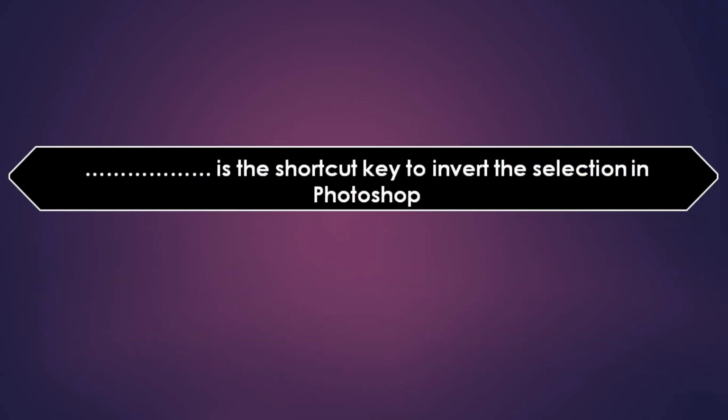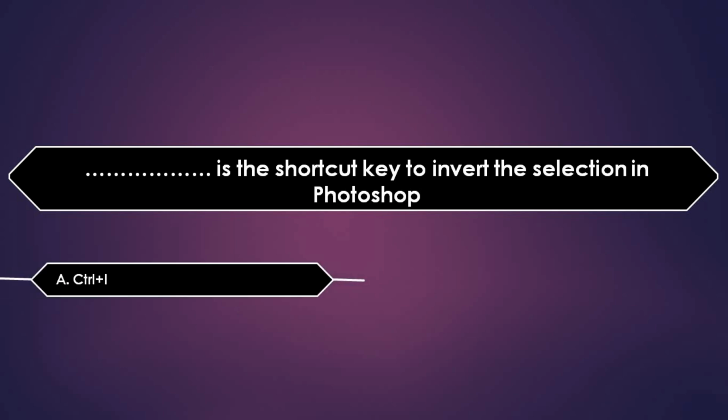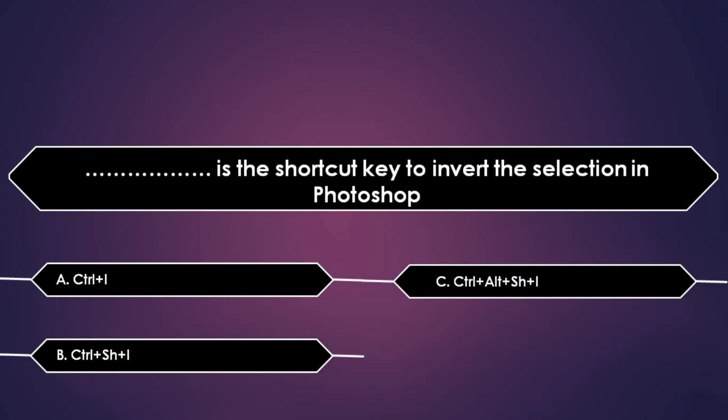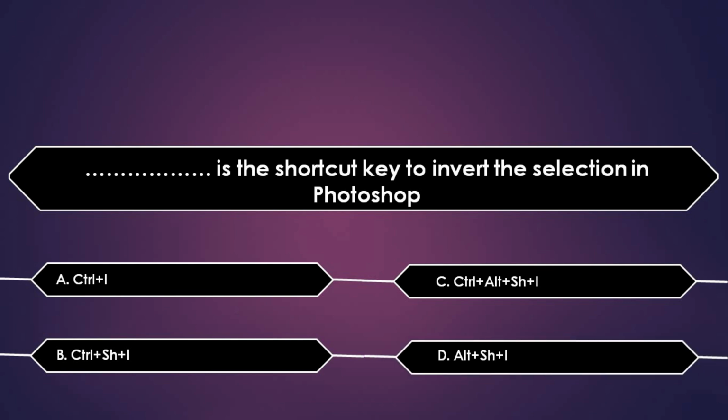Dash is a shortcut key to invert the selection in Photoshop. A. Control I, B. Control Shift I, C. Control Alt Shift I, and D. Alt Shift I. The right answer is Control Shift I.